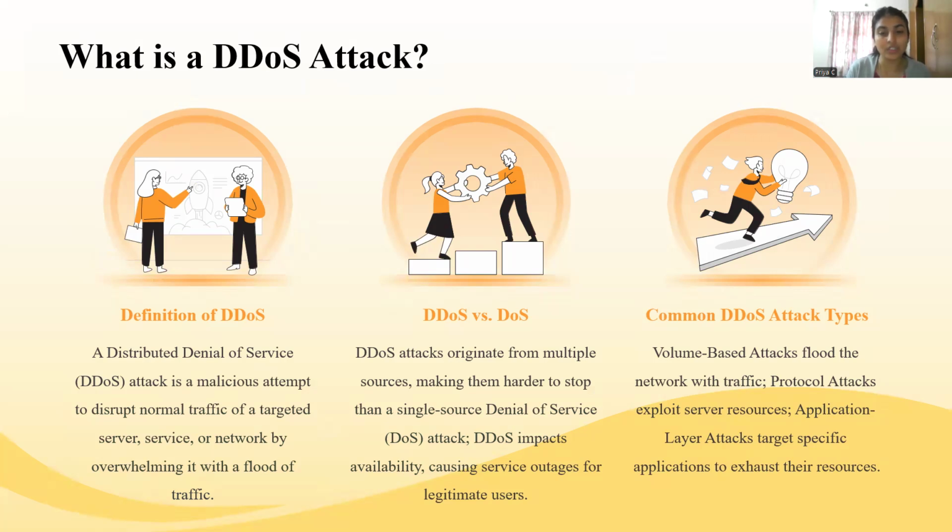A DDoS attack originates from multiple sources, making it harder to stop than a single-source denial of service. A DDoS attack impacts availability, causing service outages for legitimate users. Common DDoS attack types are volume-based attacks, which flood the network with traffic; protocol attacks, which exploit server resources; and application layer attacks, which target specific applications to exhaust their resources.